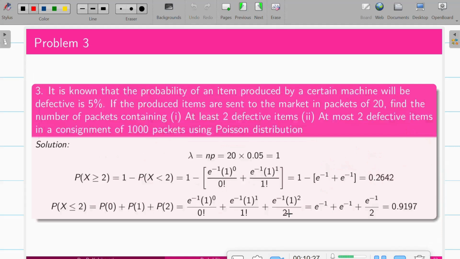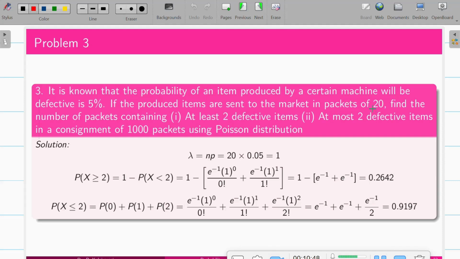Okay. So coming to the next one, it is known that the probability of an item produced by a certain machine will be defective is 5%. If the produced items are sent to the market in a packet of 20, yeah, this is the question which we already did in a binomial distribution. So the same problem can be done in a Poisson also. Let me explain how it is, right?